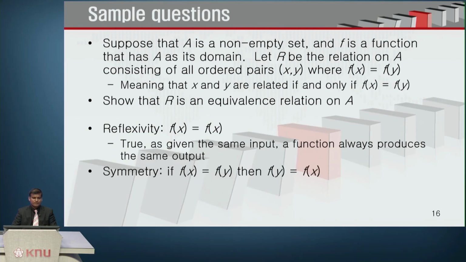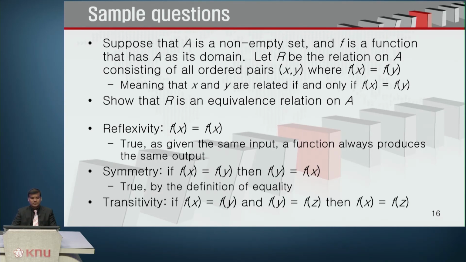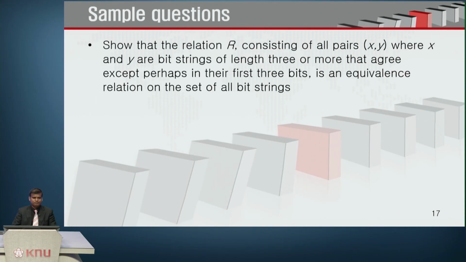And for symmetric, if f of x equals f of y, then f of y should be equal to f of x. That's the property of symmetric. And for transitive, if f of x equals f of y and f of y equals f of z, then f of x should be equal to f of z. Because it's a generic problem, we define their properties, whether it's reflexive, symmetric or transitive, by these definitions.